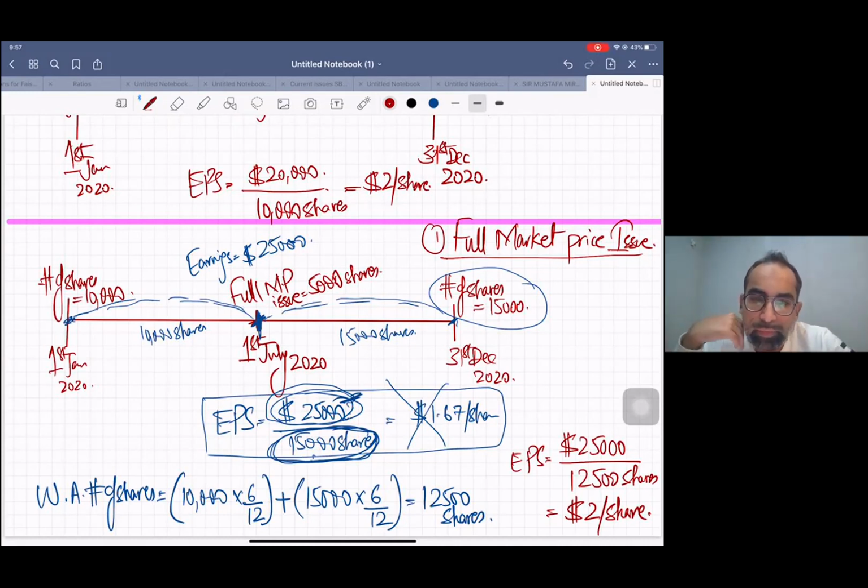There is a question: what if it is at the start of the year? Yes, if the full market price issue is on the first day, then we will take the full year effect.